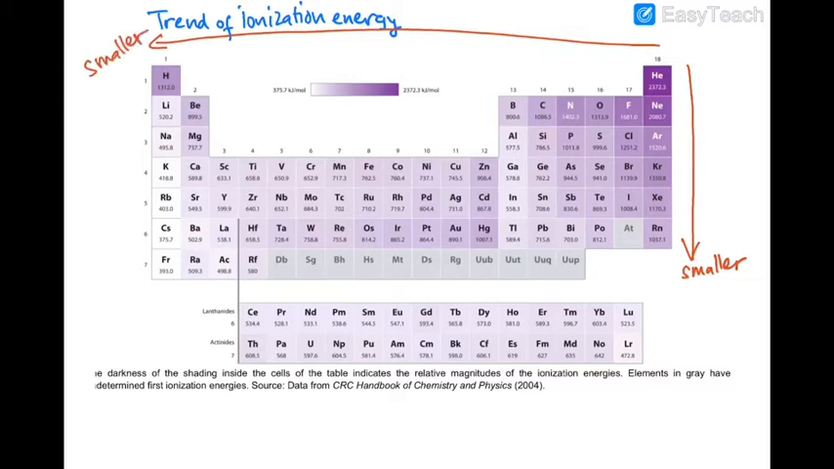And also to this side, from right to left, it also decreases. Consequently, we can say that it is much more difficult to ionize the non-metals in comparison to the metals, because the bigger value of the ionization energy indicates that it needs more energy to release electrons in comparison to the smaller ionization energy for metallic elements.